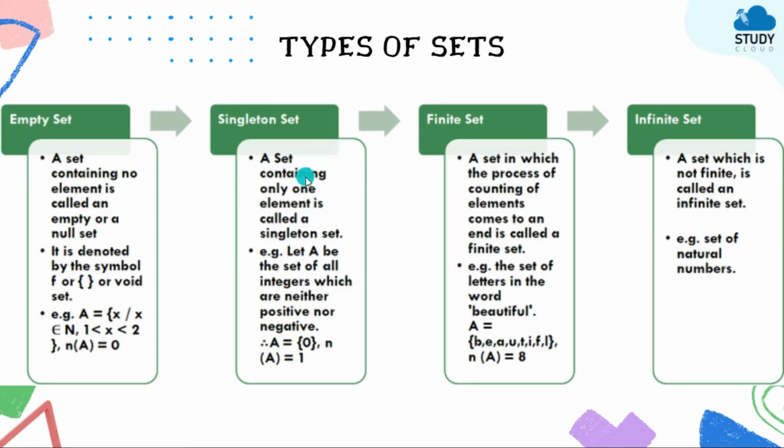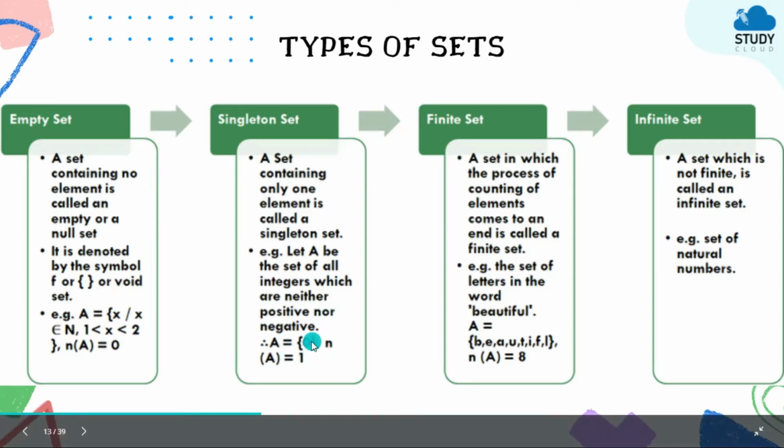Then singleton set. Now when there is only one single element in a set, that is known as singleton set. For example, let A be the set of all integers which are neither positive nor negative. So there is only one number which is not positive or not negative, that is 0. So your A is equal to {0}. Only one element is there here, so your answer here is 1. Hence it is singleton set.